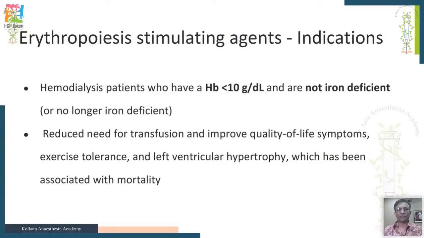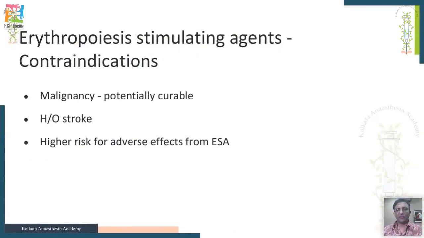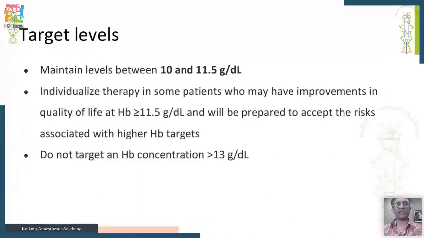So the indication for an erythropoiesis stimulating agent is a patient with a hemoglobin of less than 10 who is not iron deficient. The way forward is to give an erythropoiesis stimulating agent. The few places where you cannot give it is if you have a potentially curable malignancy or a history of stroke. The adverse effects of ESA are higher in this group.